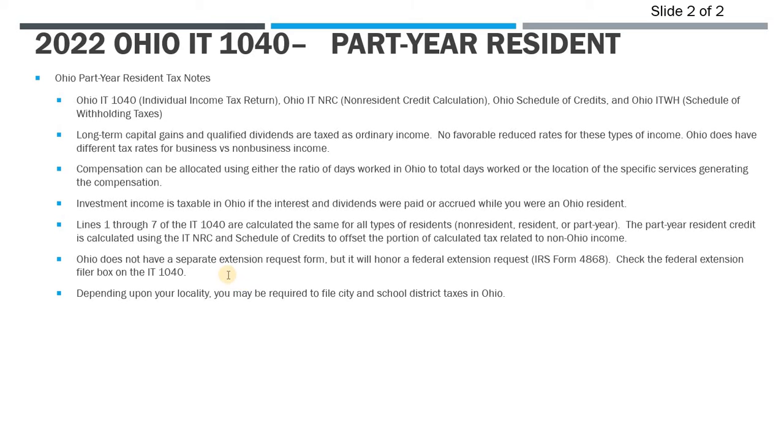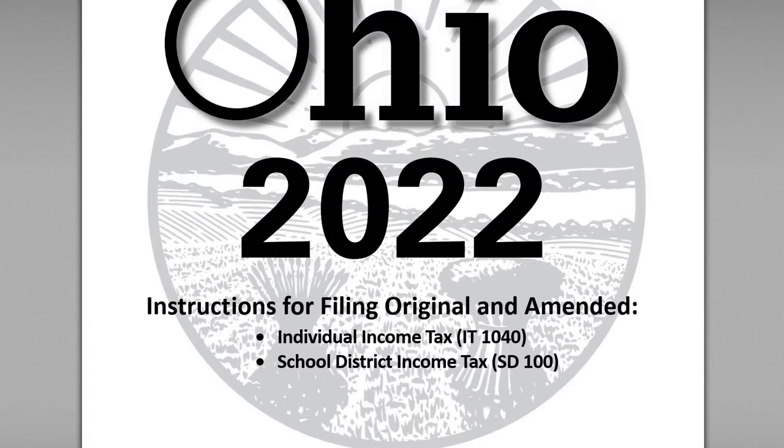Now, Emily, in this case, did file a federal extension, so Ohio doesn't have a separate extension request, but if you file the federal extension via the 4868, you get an Ohio extension as well, and you just have to mark the box on the return.